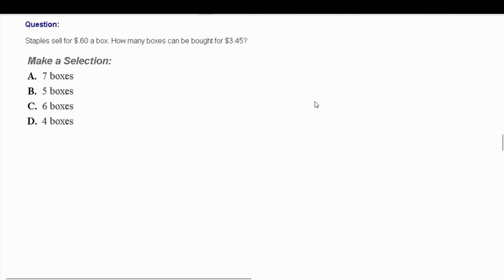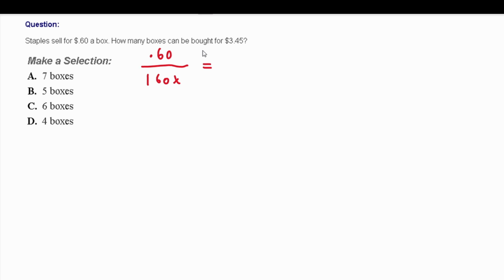All right, so this next question says staples sell for 60 cents a box. How many boxes can be bought for $3.45? If you want to practice using a proportion to solve this one, you can. Again, staples cost 60 cents for one box. That's our left-hand side of this proportion.